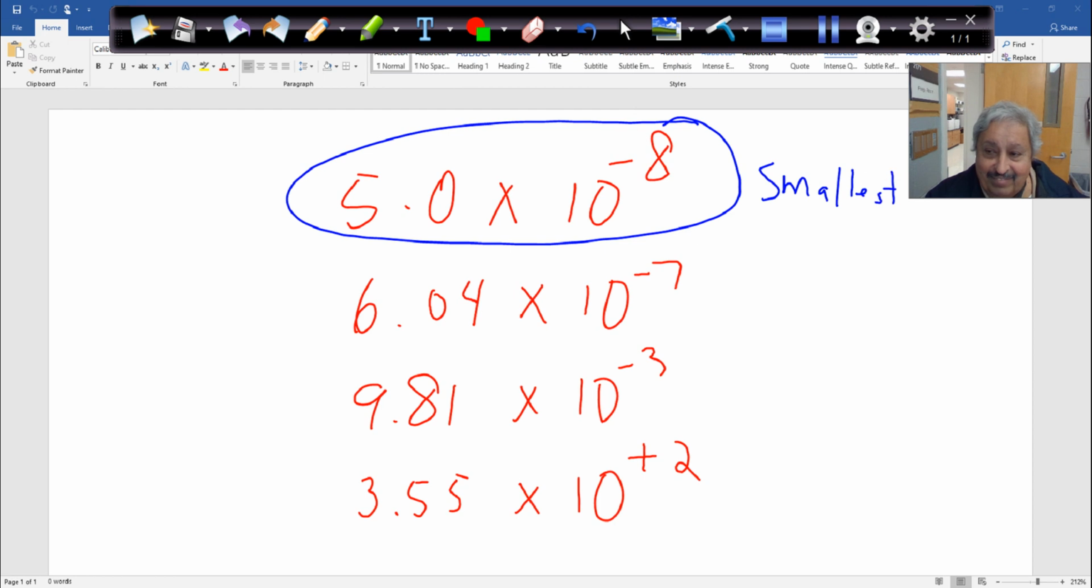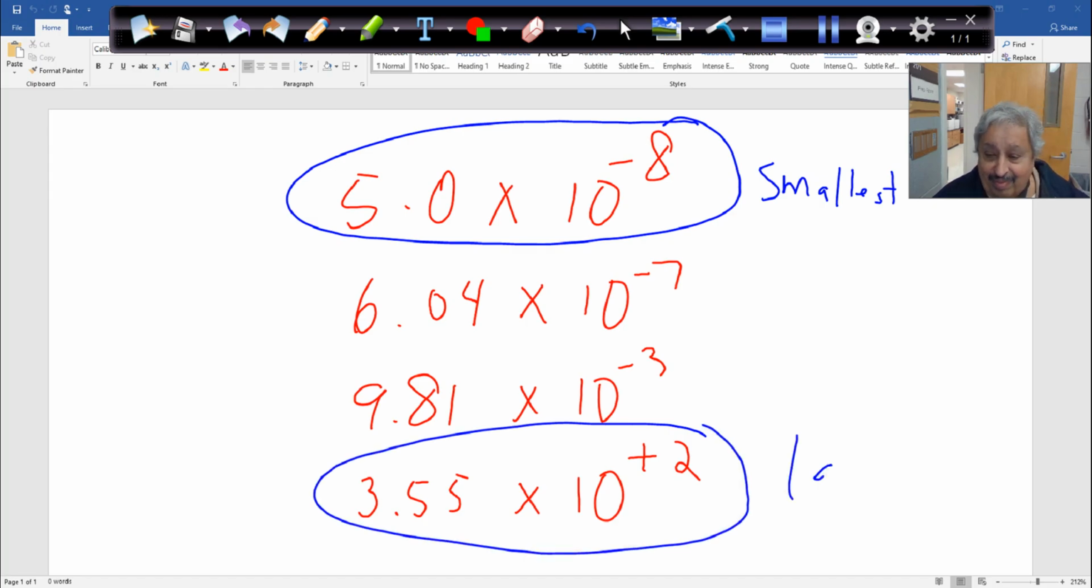Which one is the largest? The last one. So simple sometimes. You have to pay attention to the plus or minus sign and the value itself. So two items you have to watch. Okay, guys. So that's perfect.